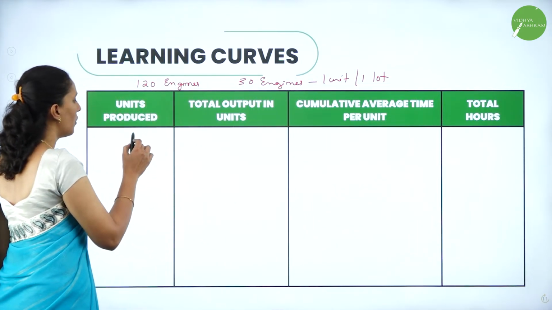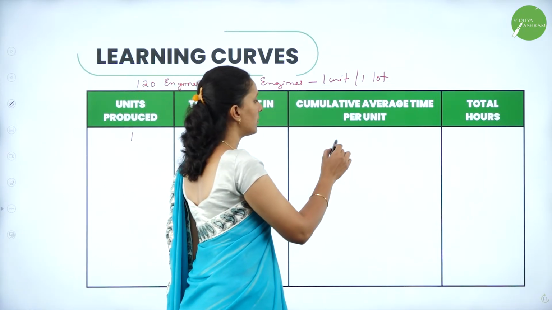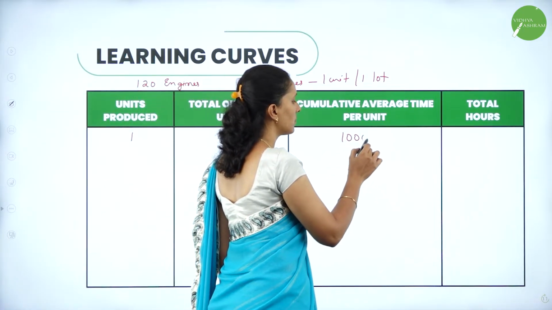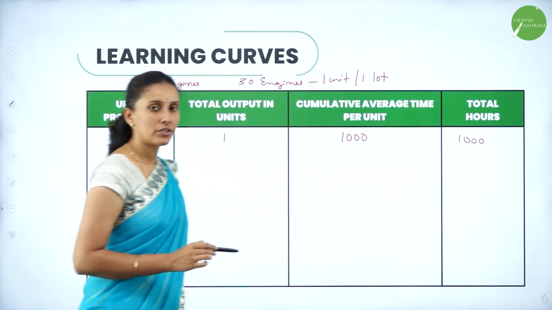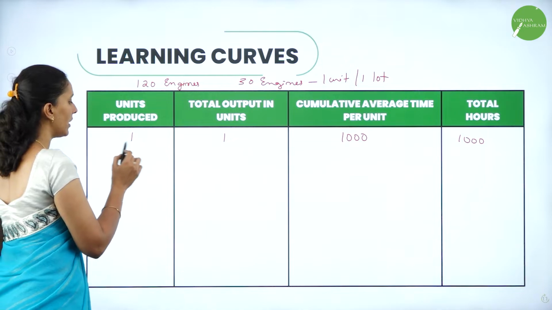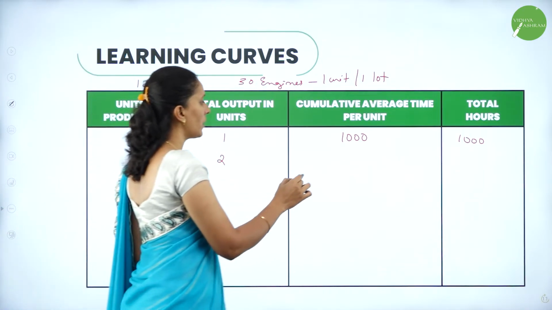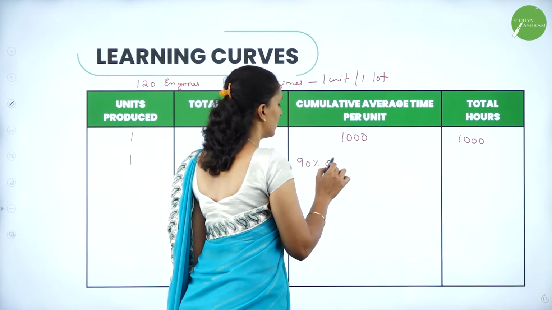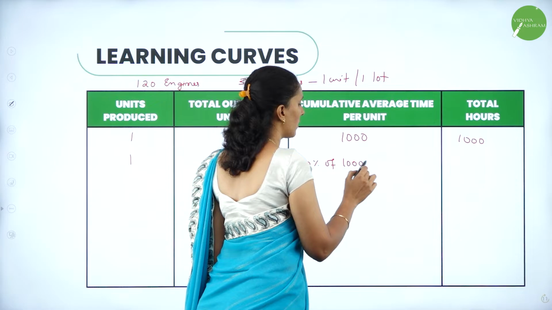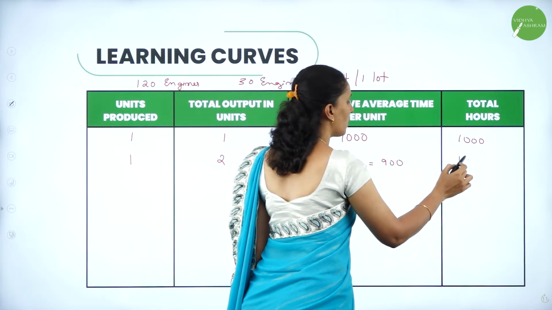So first, for one unit, total output is 1. So the time taken is 1000. So total hour is also 1000. The learning effect is given in terms of 90%. Again, one more lot. So 1 plus 1, 2. So 90% of 1000 is 900. So 900 into 2, 1800.